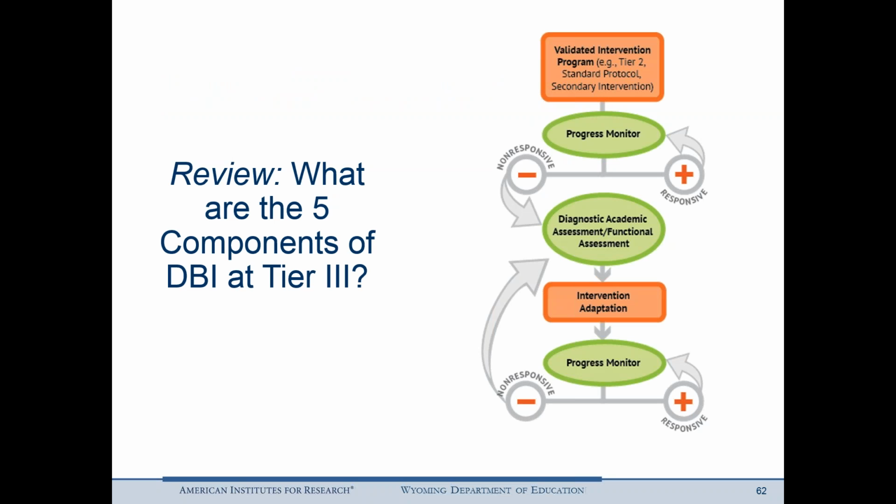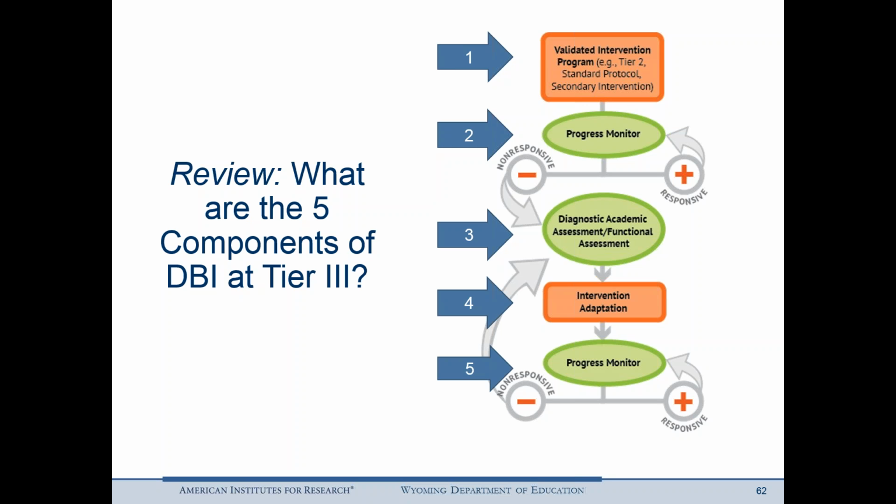Do you remember the 5 components of DBI for Tier 3? Remember, we begin with the Tier 2 intervention delivered with greater intensity and monitor progress to determine the student's response. If a student is responsive, then we continue. But if a student does not sufficiently respond, we'll gather additional information through diagnostic assessments, which identify students' needs to guide intervention adaptations. We will continue to progress monitor to make decisions about whether or not the student is responding to intensive interventions.